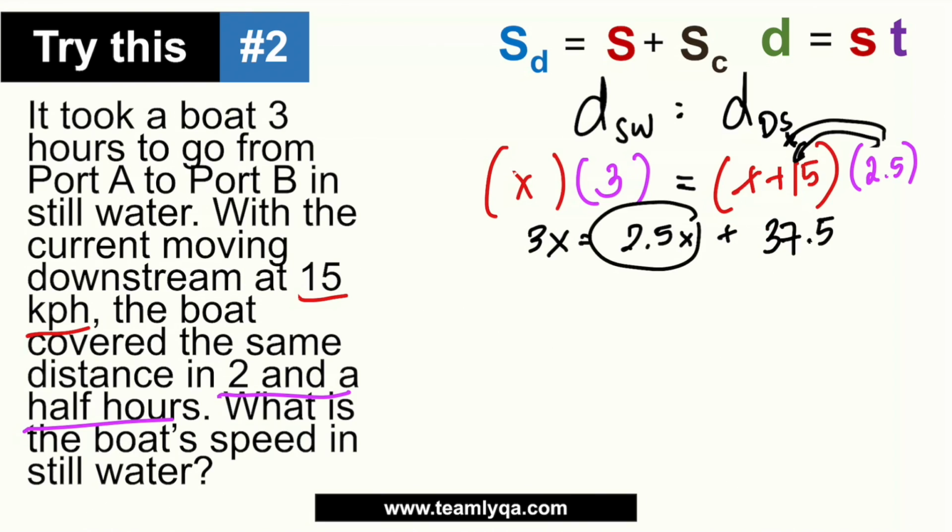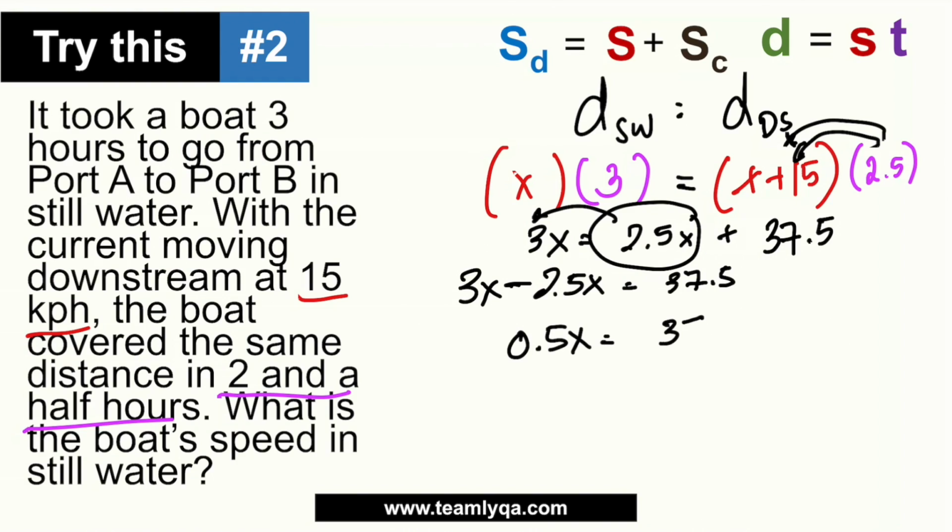Tapos itong 2.5x, lilipat natin sa kabila para manatiling positive yung x. We have 3x minus 2.5x is equal to 37.5. Ang maiiwan dito is just 0.5x. It's equal to 37.5. I-divide natin yan ngayon sa 0.5 para makancel ito.